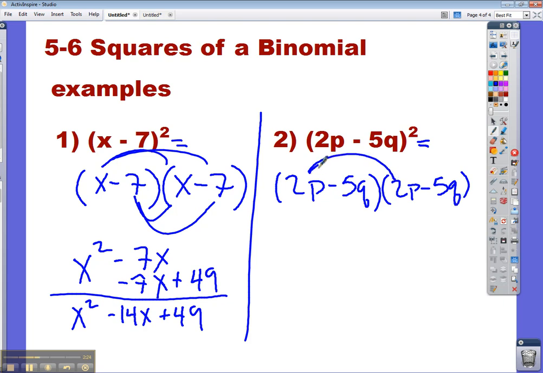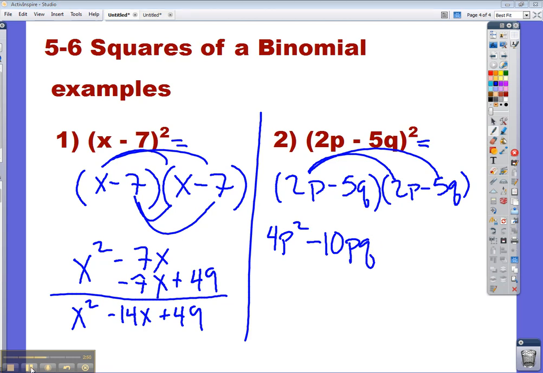2p times 2p. What's 2p times 2p, Kyle? 4p squared. 2p times negative 5q is? Negative 10pq.